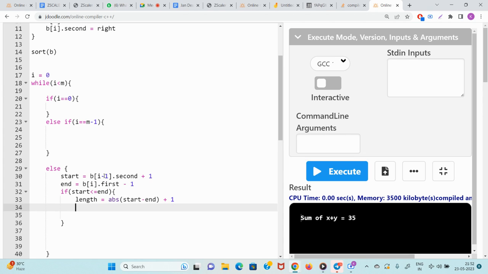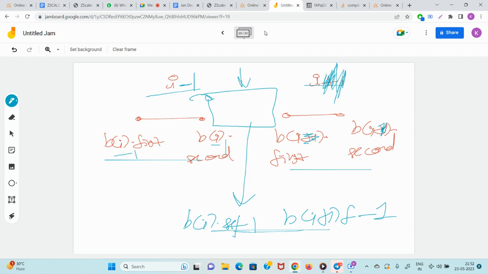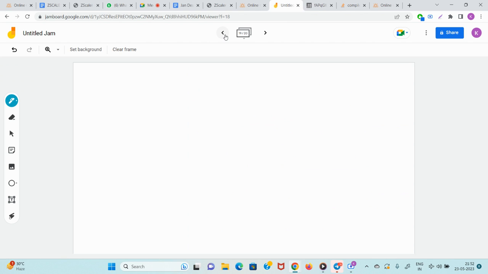Okay. And you calculate answer as answer plus cost of length. Cost function is very easy. Okay guys, so start is what? B of I minus second plus 1, and the end is B of I dot first. Then you just check. Why? Because sometimes it can happen that you run into an issue. Why? I will explain it to you with an example.